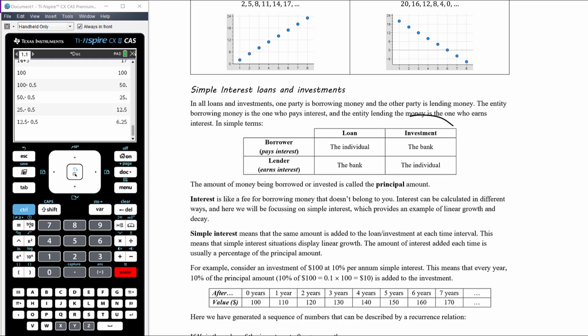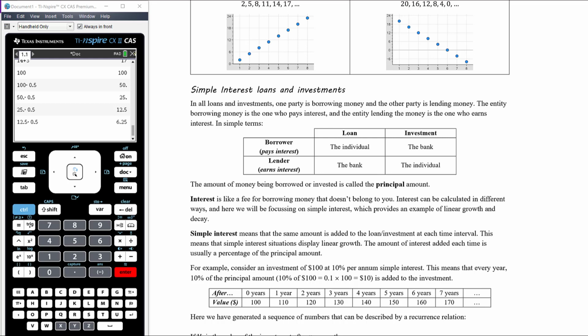If, however, it's an investment, those roles are reversed. If it's an investment, the bank is essentially borrowing my money. I am giving the bank my money for them to look after it, and as a thank you for that, if you like, the bank pays me interest. Okay, so I earn interest if it's an investment. I pay interest if it's a loan. The bank earns interest if it's a loan, and they pay interest if it's an investment. Okay, so it's really important that you've got those basic ideas around loans and investments straight for this entire topic. Okay.